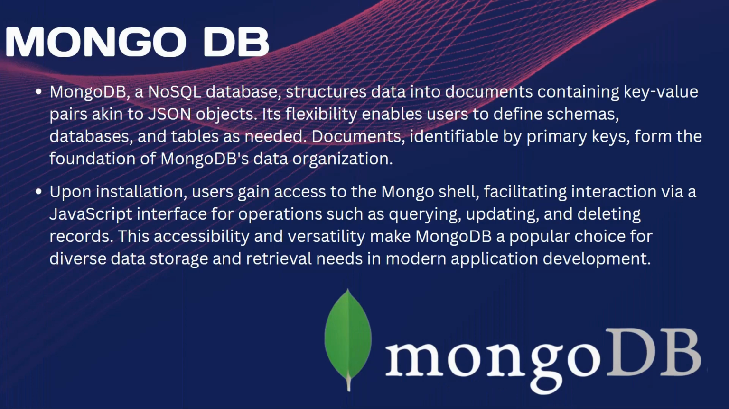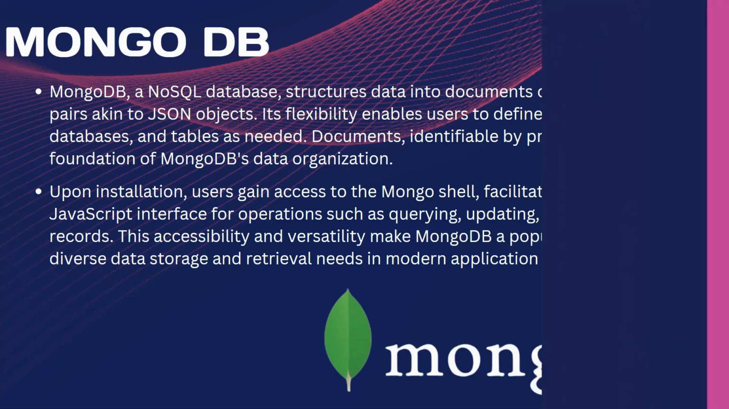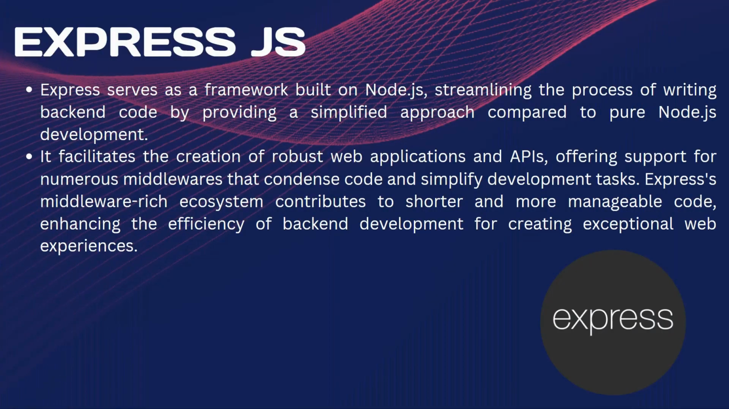MongoDB is a NoSQL database that structures data into documents containing key-value pairs akin to JSON objects. It's flexible, enabling users to define schemas, databases, and tables as needed. Documents, identifiable by primary keys, form the foundation for MongoDB database organization. Next, Express.js. Express.js serves as a framework built on Node.js, streamlining the process of writing backend code by providing a simpler approach compared to Node.js development.